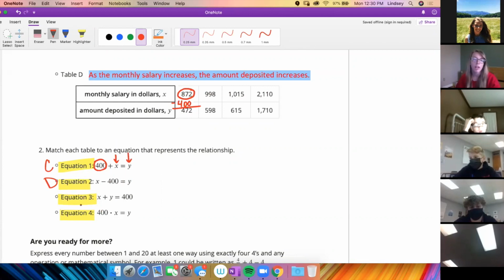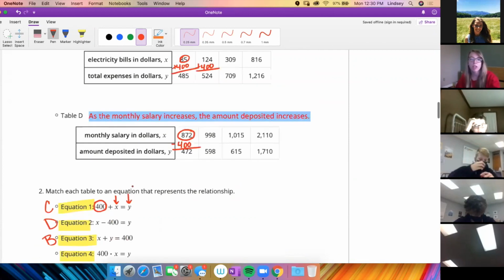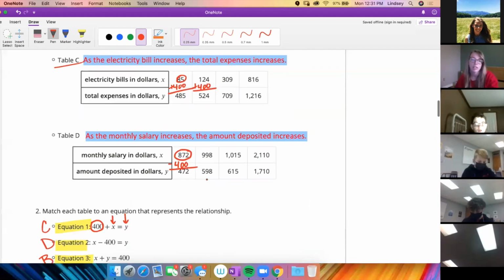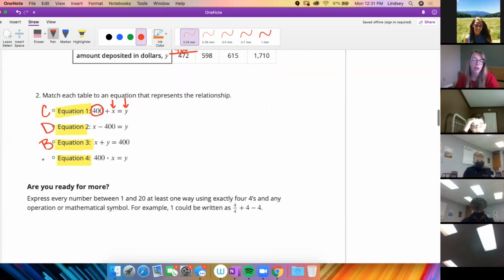All right, what about equation 3? B. Good, so let's double check. We have our x value plus our y value should equal 400. Is 0 plus 400 400? Yes. Is 75 plus 325 400? Yes. Okay, so that one works. That means which table would go with equation 4? A. Okay.